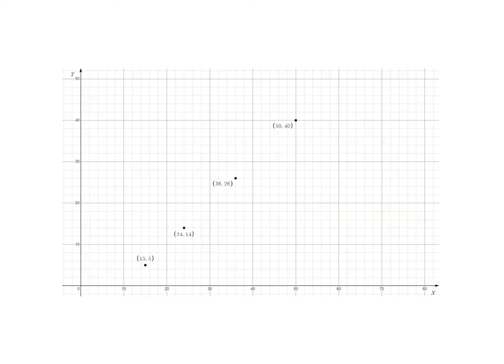How does that work on a graph? Well, you'll notice I just put the four ordered pairs that were in the function table. And what we know about a graph is that the x-axis is down here. It's this axis right here. And the y-axis is here. So when I have an independent variable, it's everything that is in the x spot. So the 15, the 24, the 36, and the 50.